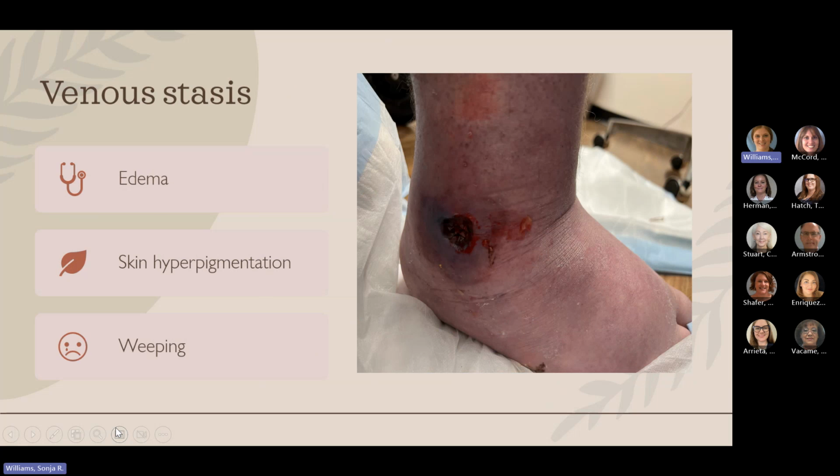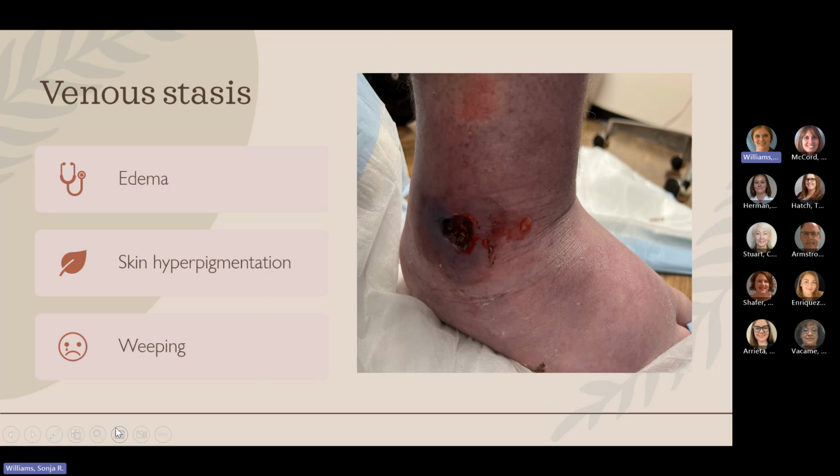Venous stasis is another condition where you have this hyperpigmentation, and wounds that are weeping, sometimes with very heavy drainage. There can be swelling, there can be pain. Often the skin will be either dry and thickened of the anterior tibial area. And the best treatment for venous stasis is compression.